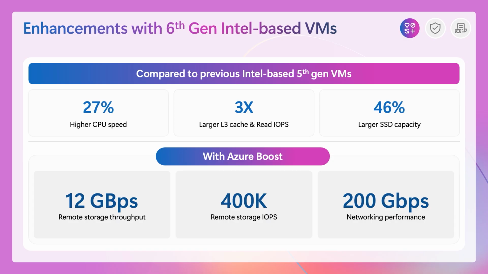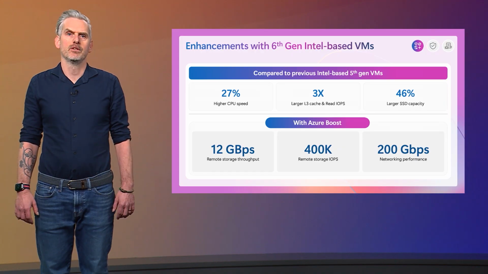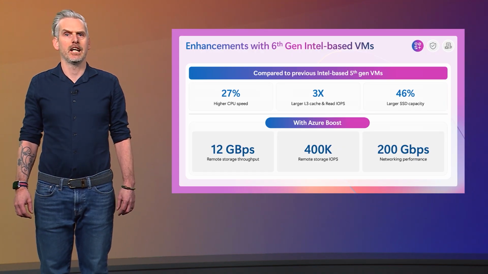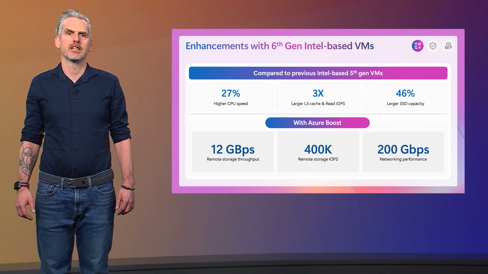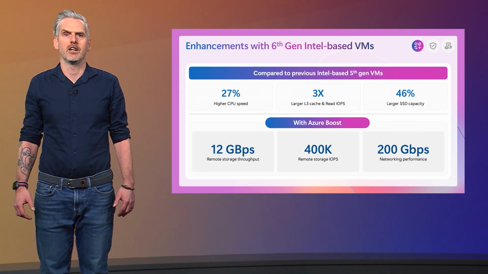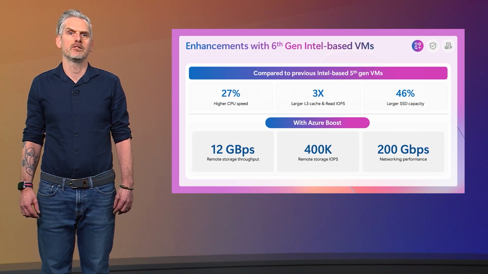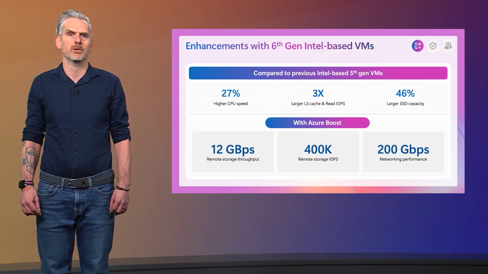With our latest 6th generation Intel releases, we achieved significant performance improvements from our previous 5th generation VMs, with up to 27% increased CPU speed, 3 times larger L3 cache and read IOPS, and 46% larger SSD capacity. On top of these improvements, we're enabling our proprietary Azure Boost technology for all new Intel VM SKUs, allowing these VMs to achieve up to 400,000 IOPS and an industry-leading 12 gigabytes per second remote storage throughput.